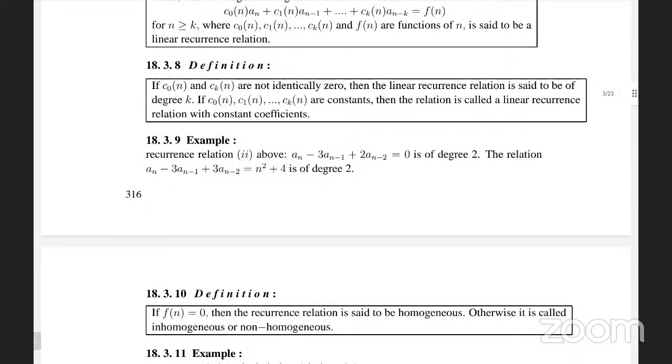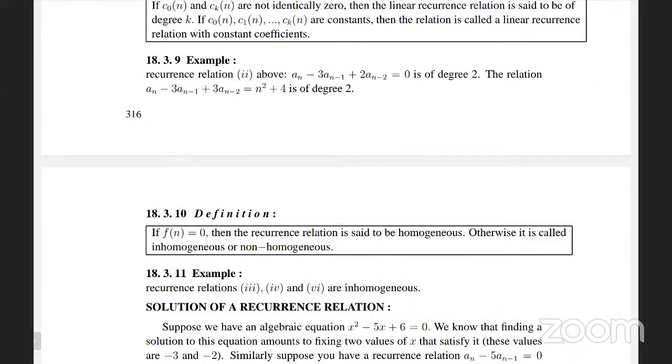Example 18.3.9. I am taking a recurrence relation with constant coefficients. The coefficient of a_n is 1, the coefficient of a_(n minus 1) is minus 3, and the coefficient of a_(n minus 2) is 2. So the degree is 2. The relation is a_n minus 3 a_(n minus 1) plus 2 a_(n minus 2) equal to n square plus 4, of order 2. So both are examples of recurrence relations.